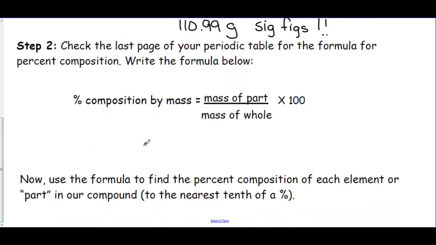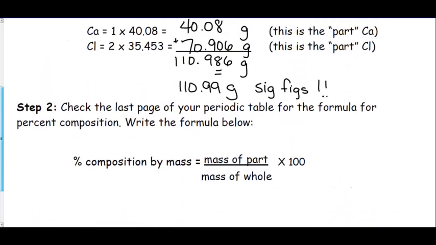So we're going to use this formula to calculate the percent composition of each element or part in our compound to the nearest tenth. So let's do that now, and we're going to go back up here because I'll use this right in front of us. So the calcium part is 40.08 grams out of the entire mass, which is 110.99 grams. Okay, and we're going to multiply that by 100. That will give us the percentage for the calcium.